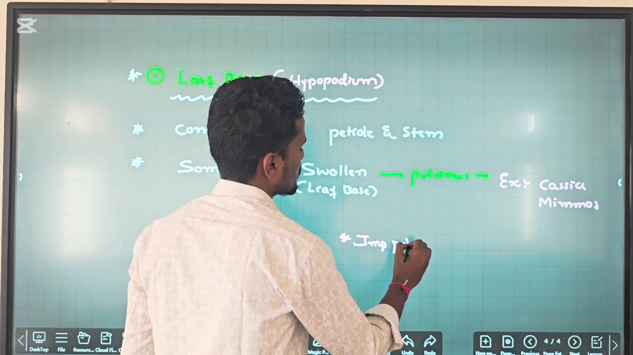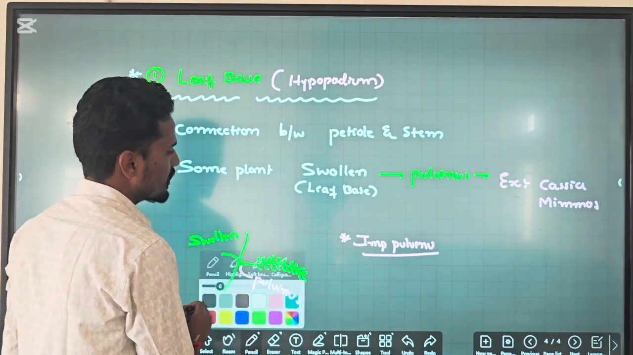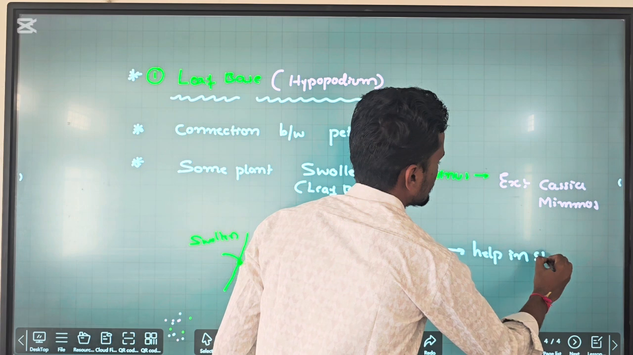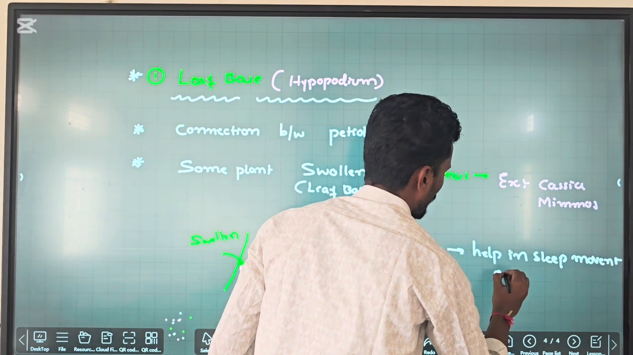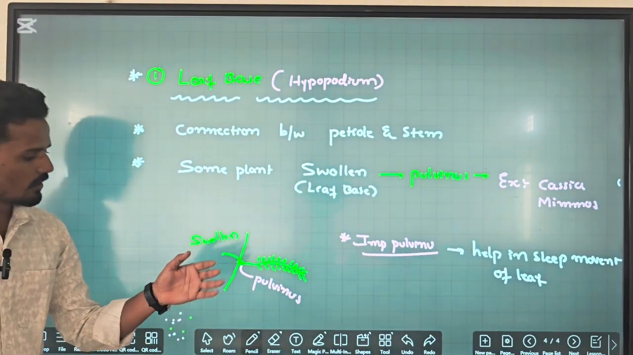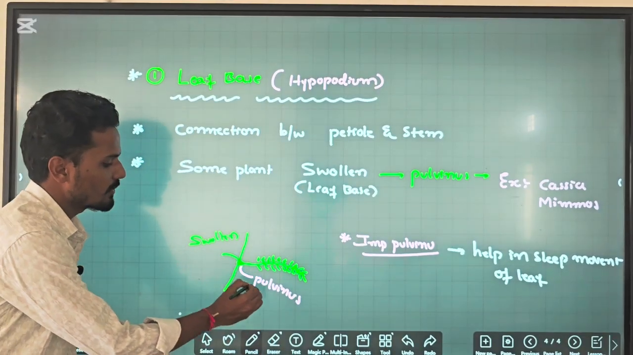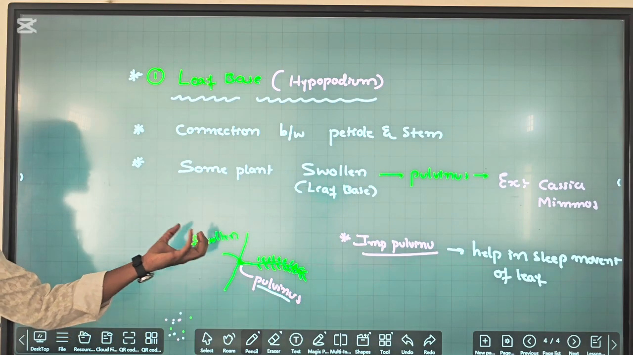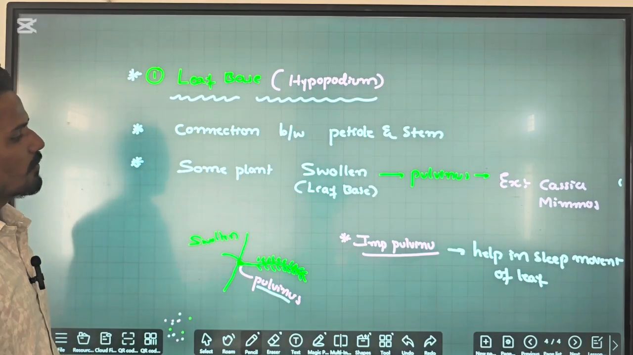The importance of the pulvinus is that it helps in the sleepy movement of the leaf. When the leaf shows movement in a sleepy manner, that helping structure, that bulbous, swollen structure, is called a pulvinus.